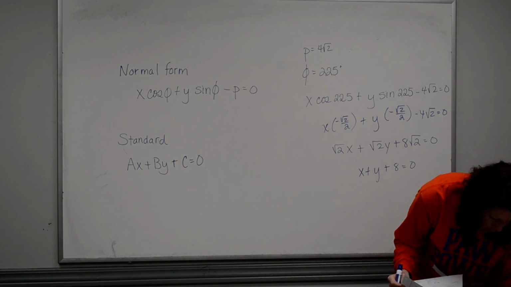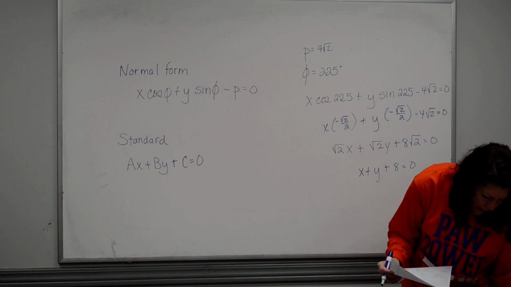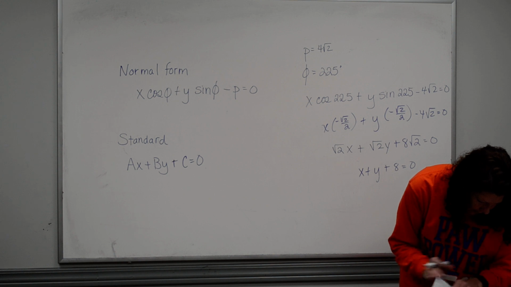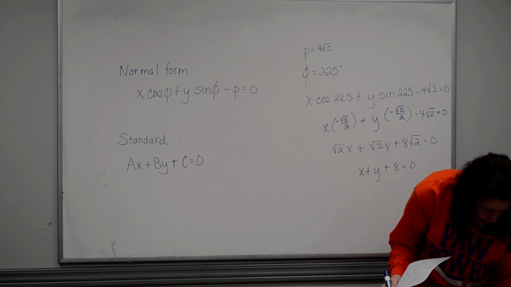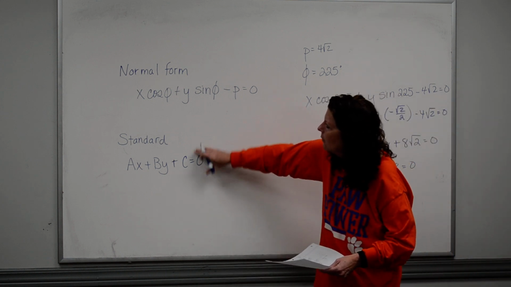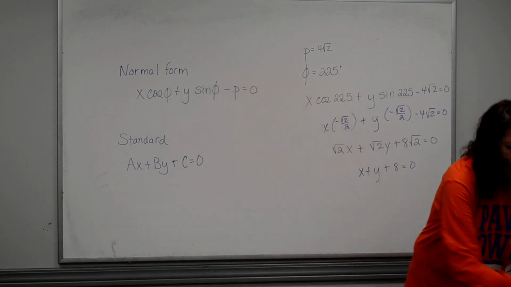If you move on to the next part, it says write each equation in normal form, then find the length of a normal and the angle it makes. So this time I'm going from here back to here.